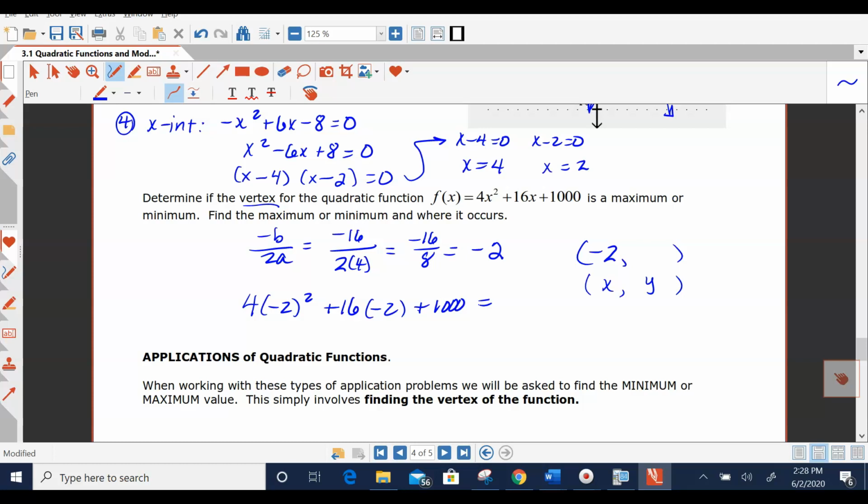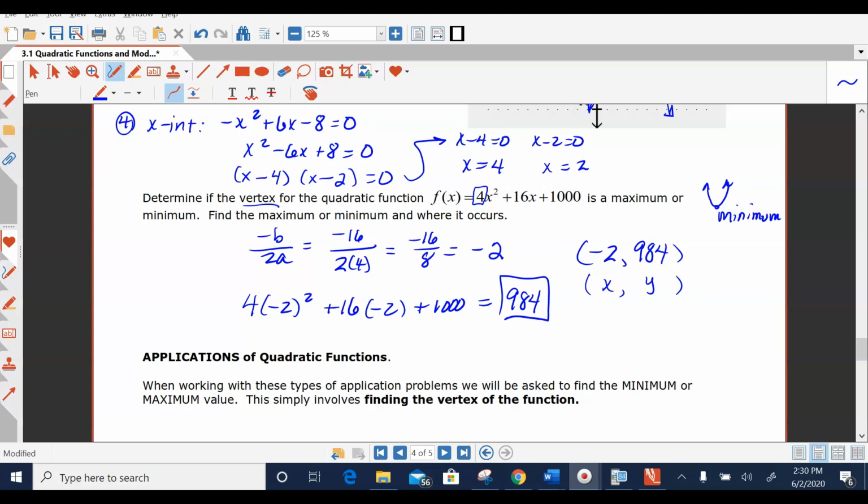Now, you tell me, is this vertex a maximum or a minimum? How do you know? Well, it depends on how it opens. Since the front number is a +4, it's going to open up. And when you have a parabola that opens up, that vertex is at the very bottom, which means it is a minimum. So find this value, and that is your y coordinate. So the y value of that vertex is 984.